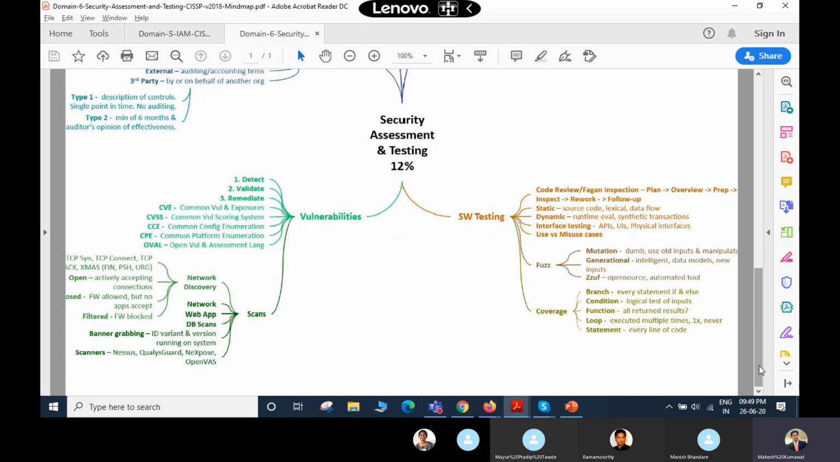The first testing is repetition, then use of old inputs and manipulations, generational intelligent data models, new inputs, and open source. Somebody is going to ask you a question regarding that. Yes, we have some sort of agile testing. So what do you mean by agile testing? Does anyone have an answer? What is agile testing all about?